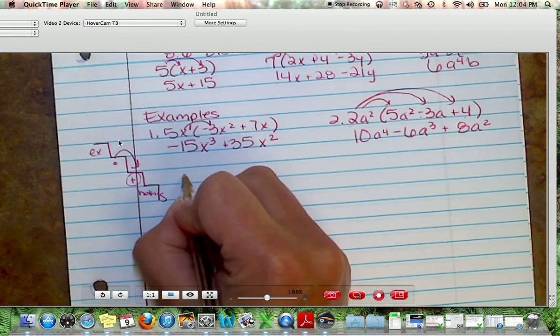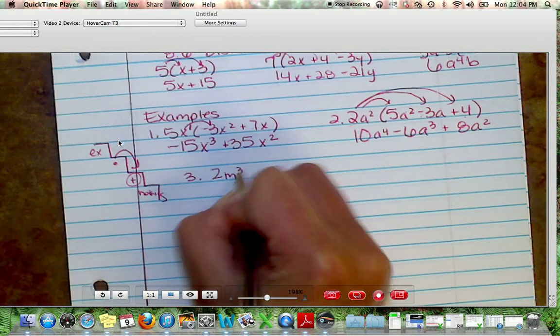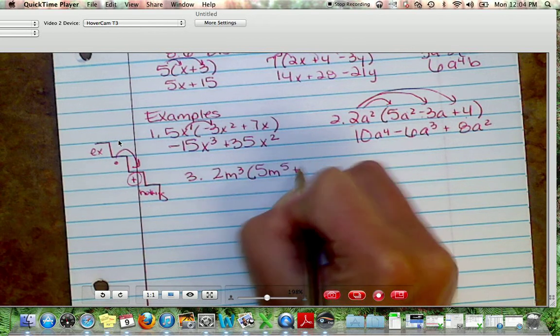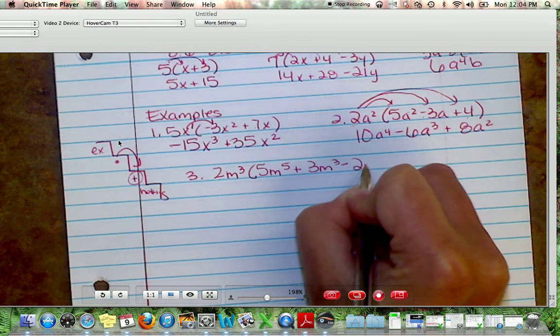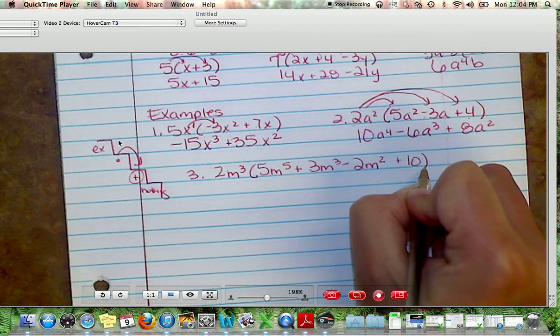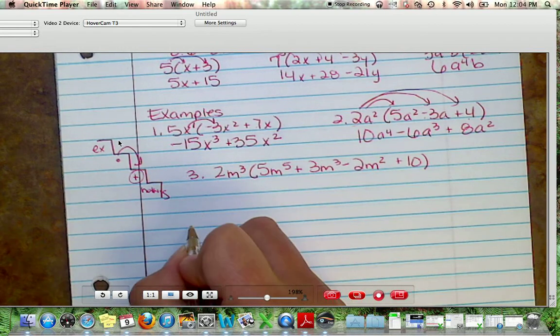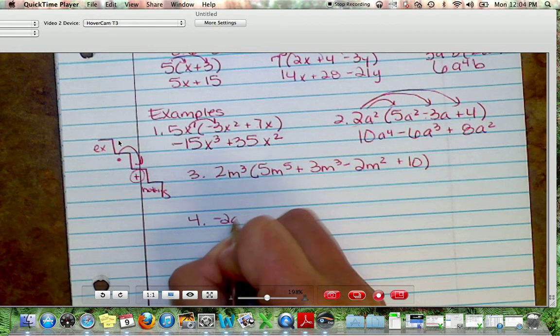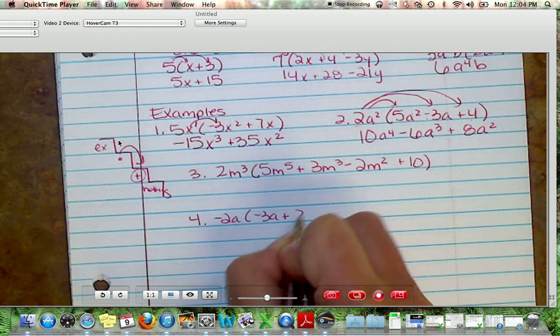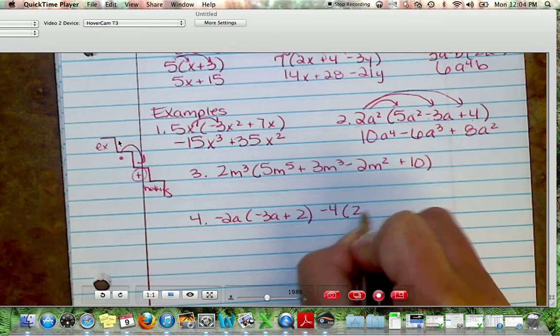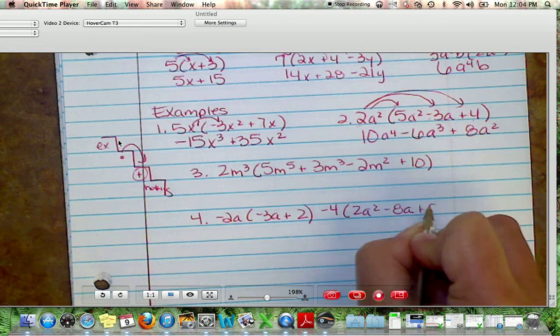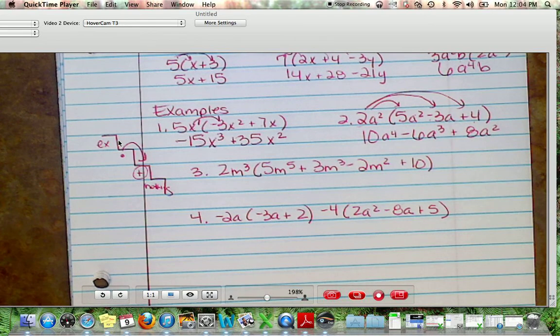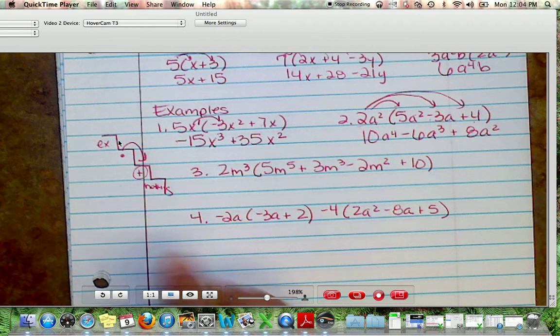So I'm going to write down a couple problems to have you try them. Number 3, 2m cubed times 5m to the 5th plus 3m cubed minus 2n squared plus 10. That's 3. And then 4, negative 2a times negative 3a plus 2 minus 4 times the quantity 2a squared minus 8a plus 5. All right, why don't you try those two? Just because they're longer, it doesn't mean that they're more challenging, especially number 3. So we're going to go ahead and distribute. Go ahead and push pause and see how you did on those.